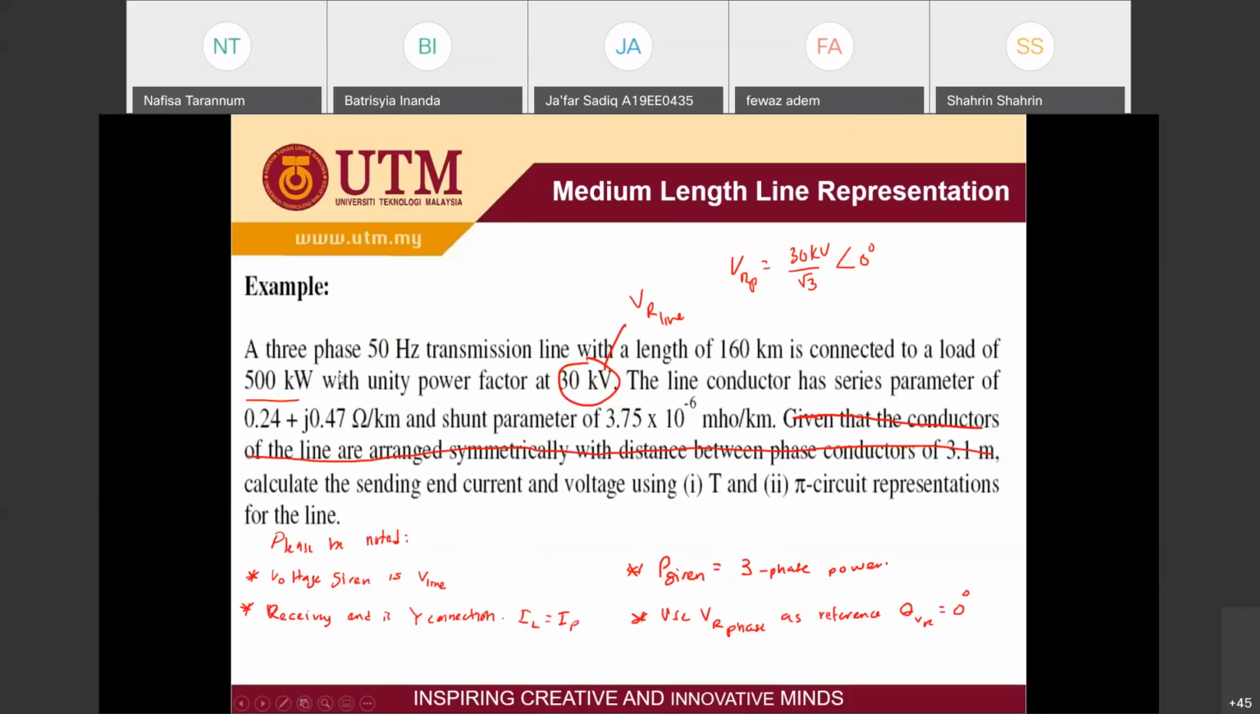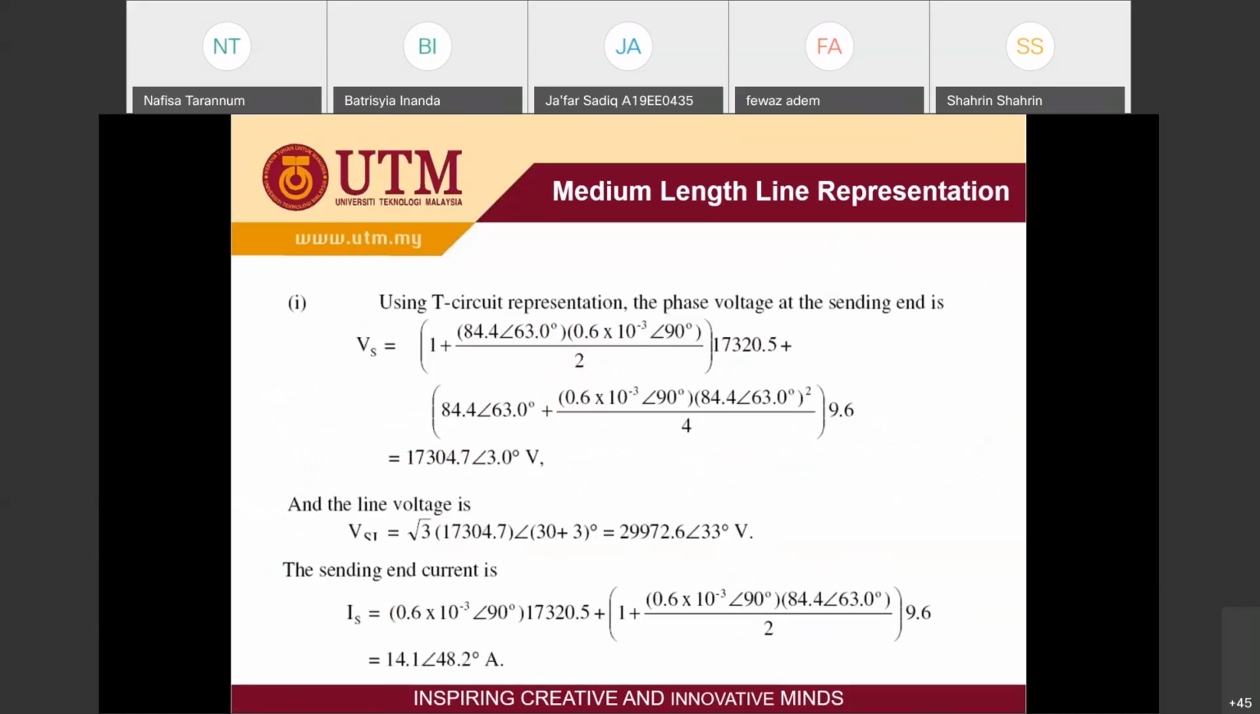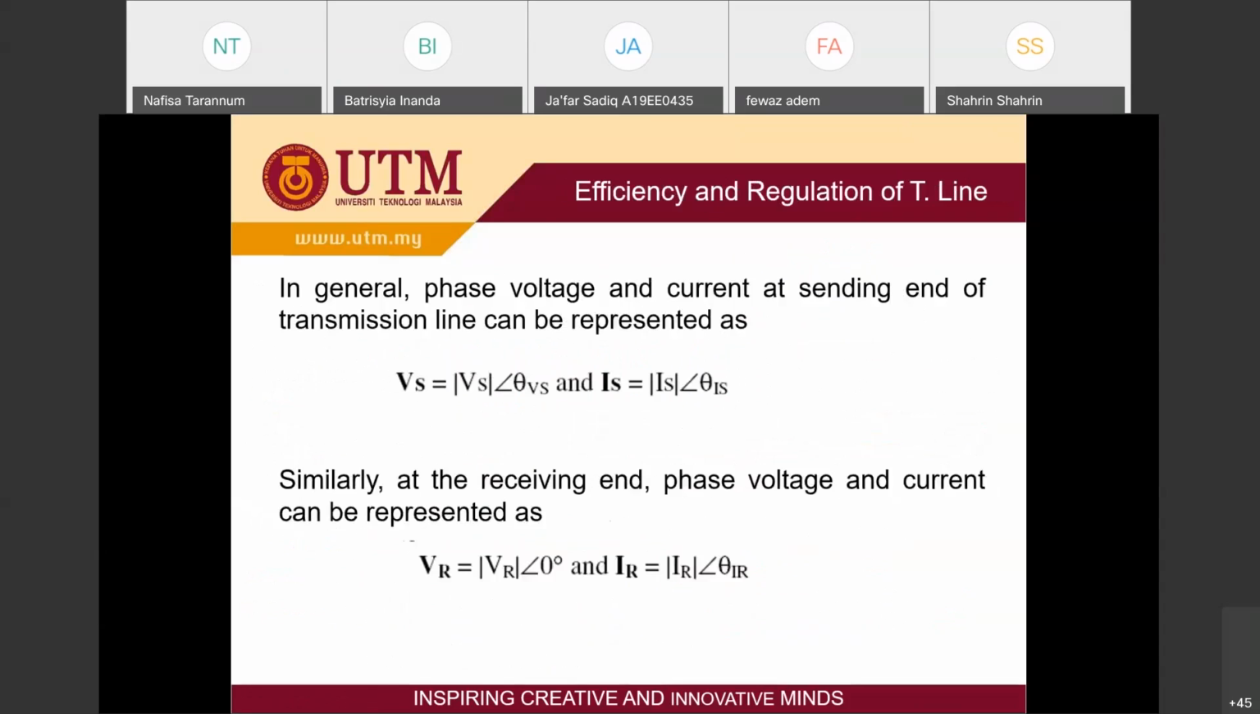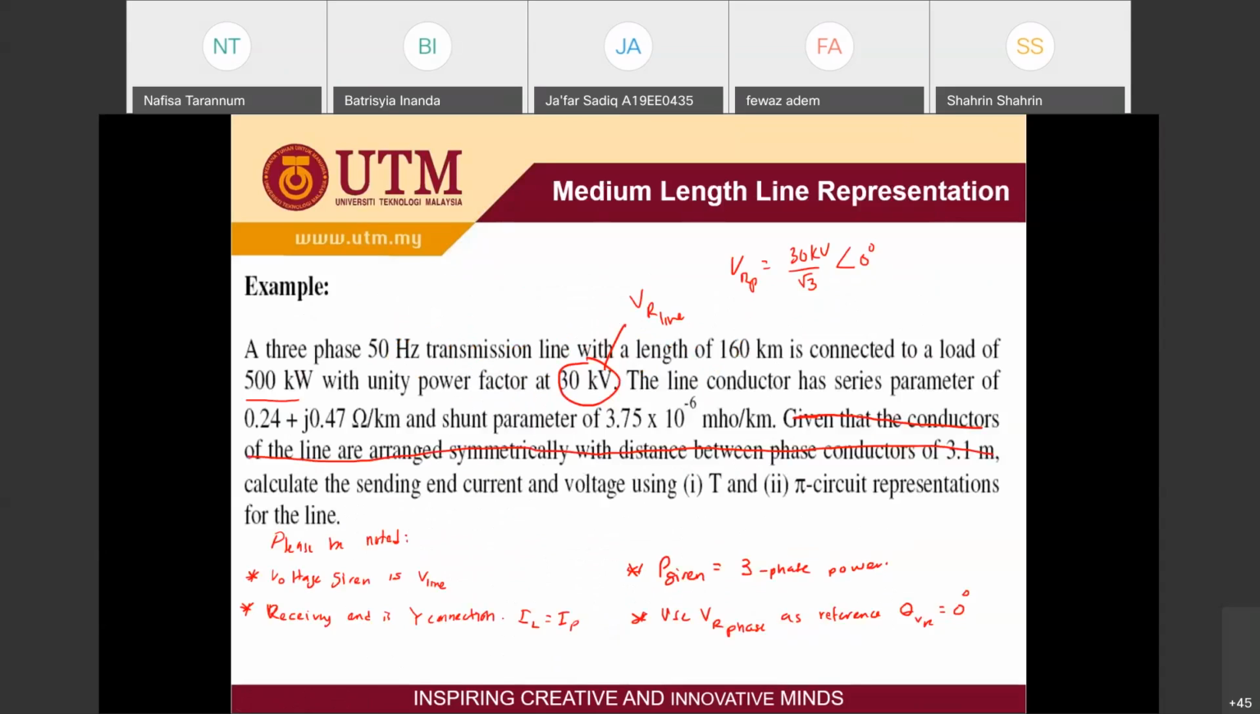I leave it to you to solve this one first. Next class we will discuss it if you have problems understanding the calculation and so on. And for our next class, we will go for the efficiency and regulation of the transmission line. So I leave this example to you, so you can try doing this first.